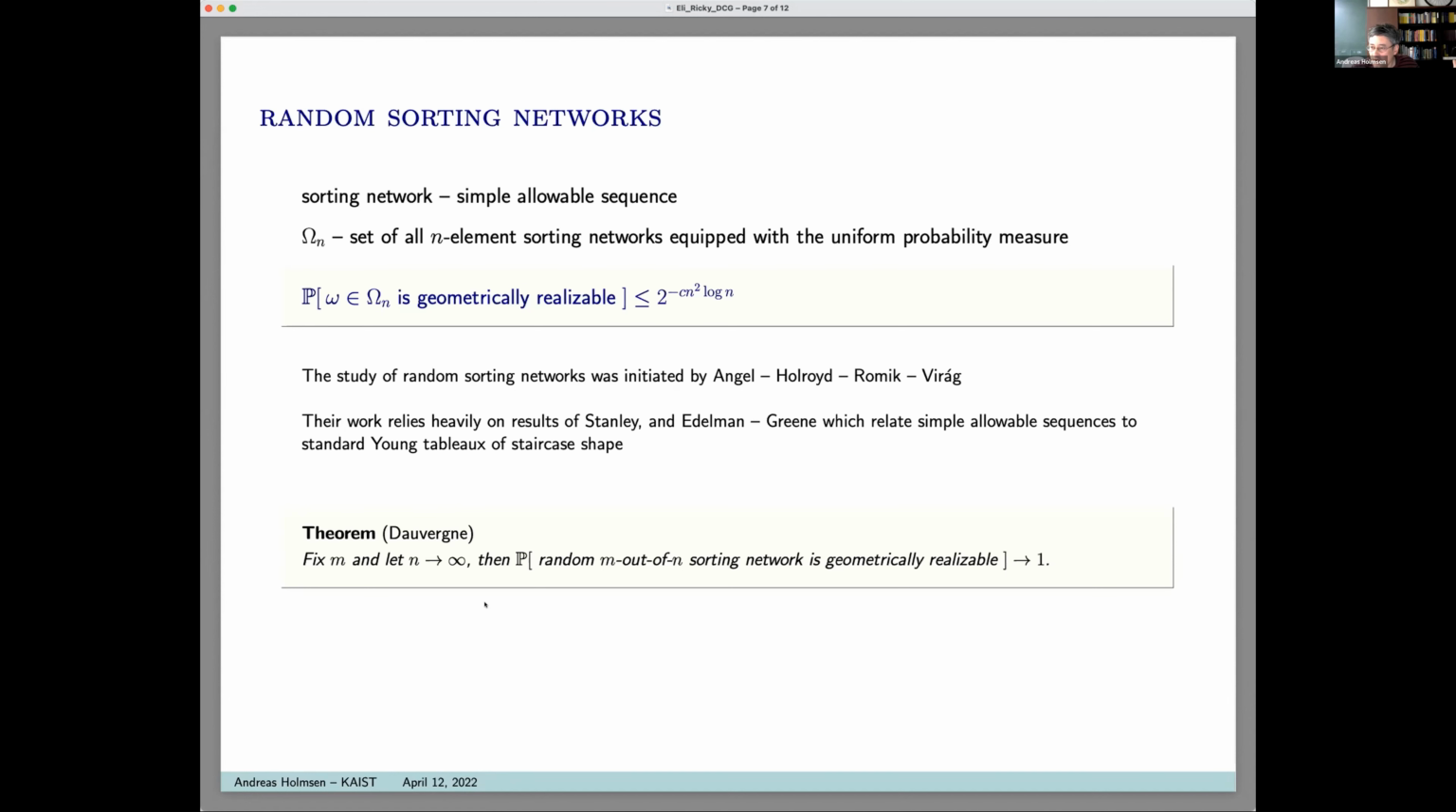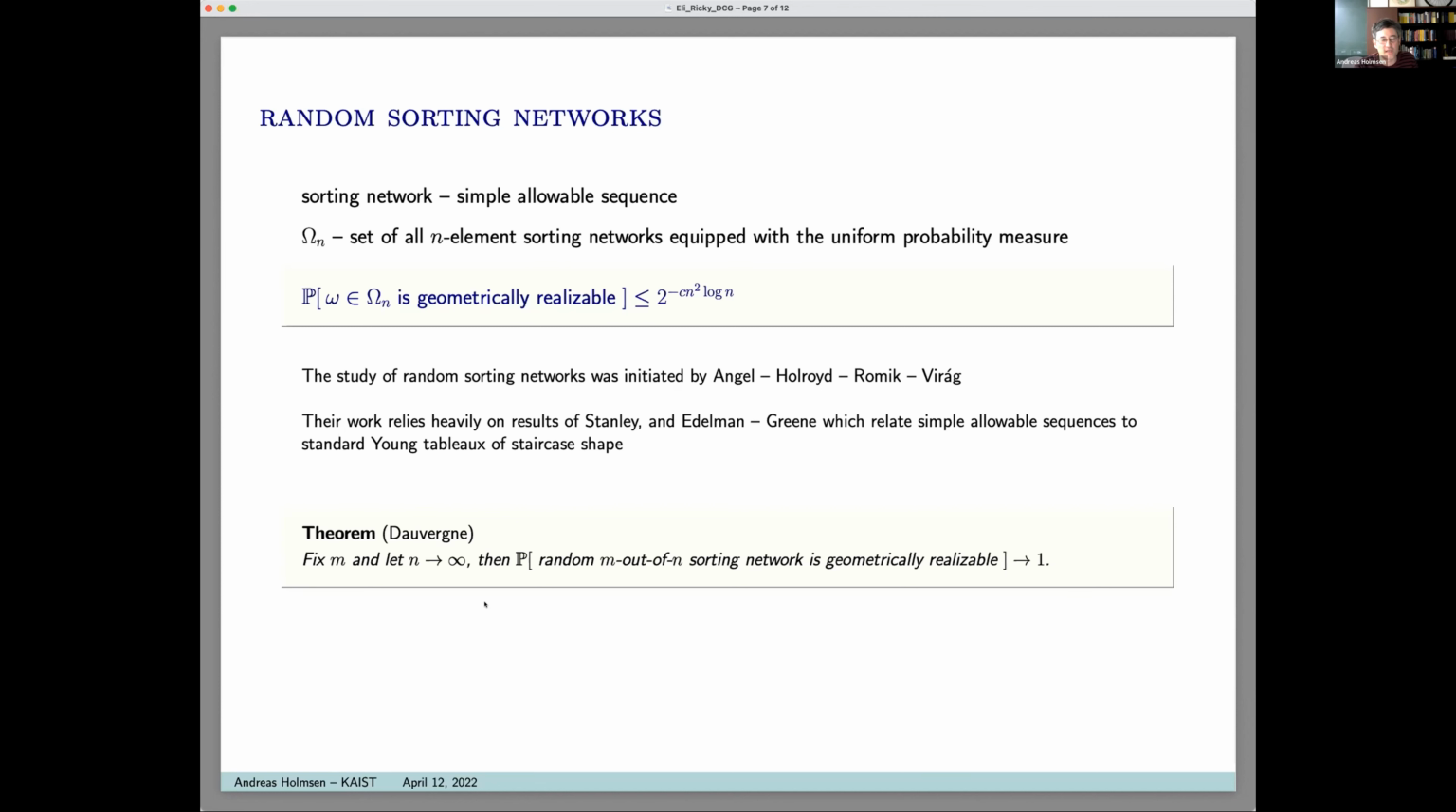So even though almost no sorting networks are realizable, if you do this sub-sampling, where you first sample a large random one and then a smaller random one, you almost surely get something that's geometrically realizable. There are a lot of interesting questions here that could be studied, and I think it could lead to new interesting directions related to allowable sequences.